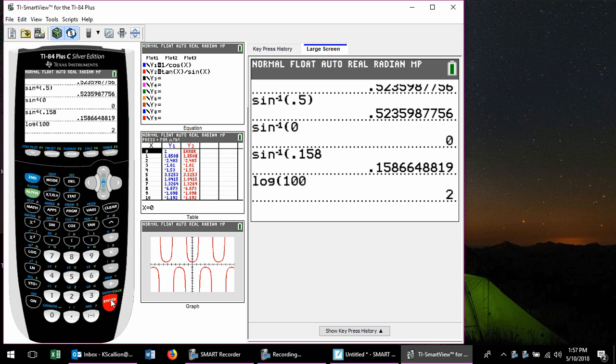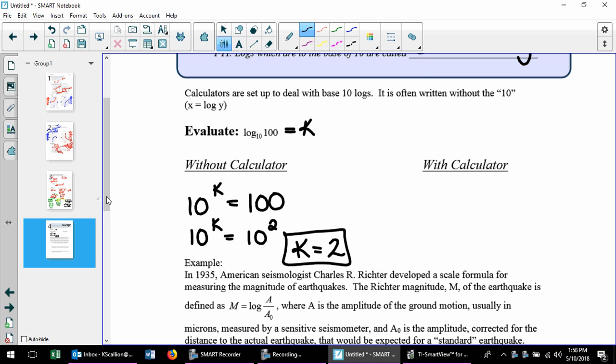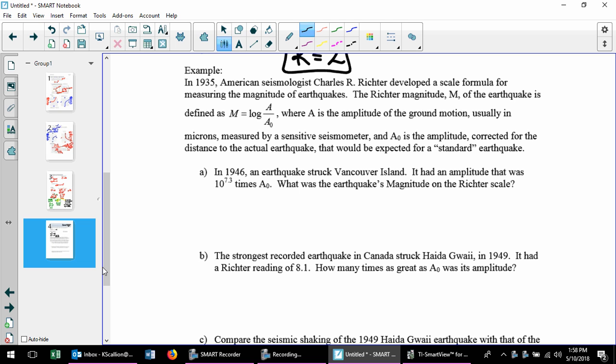But here's the thing. You are not going to get your calculator for very many log questions. And this question, this one was on our provincial exam in January.